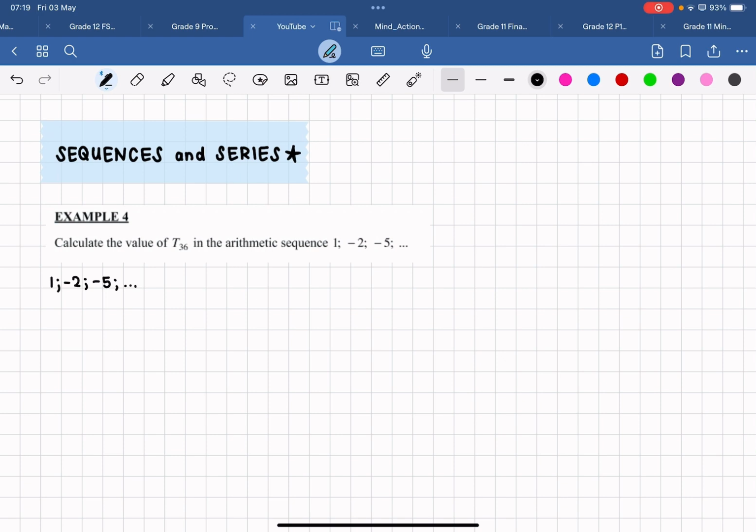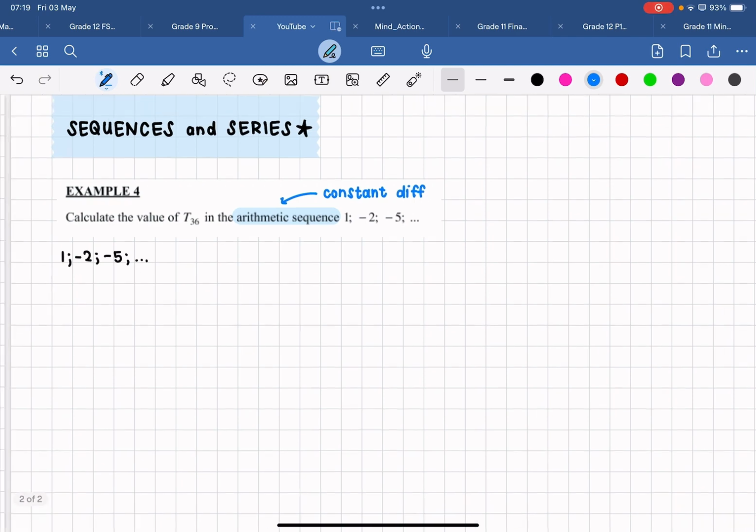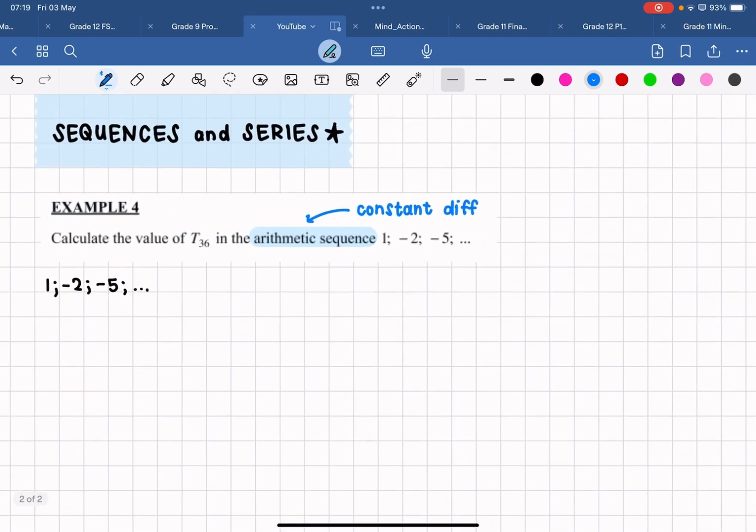Today we are looking at example 4, and in this question they are asking us to calculate the value of term 36 in the arithmetic sequence. That is important, it's an arithmetic sequence, and they have given us the sequence as well. Remember, for an arithmetic sequence, the constant difference is what makes this an arithmetic sequence. So that means that from one term to the next, we are either adding or subtracting the same number.